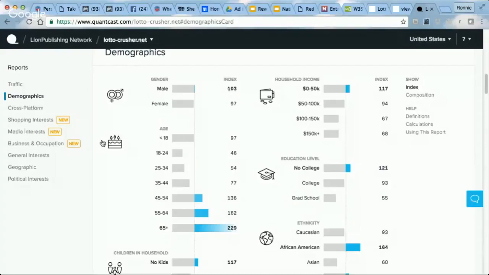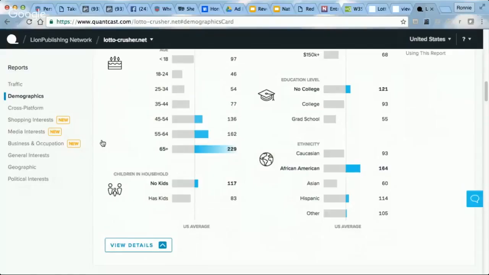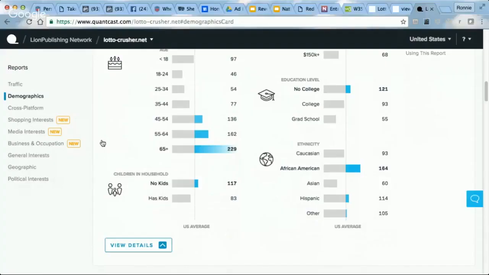What else? No college. We could have figured that. Ethnicity, here are some interesting facts. It tends to be minorities, African American and Hispanic. Very solidly African American. So, older African Americans. Now depending on where we advertise, we know our best audience is going to be older African Americans without college.